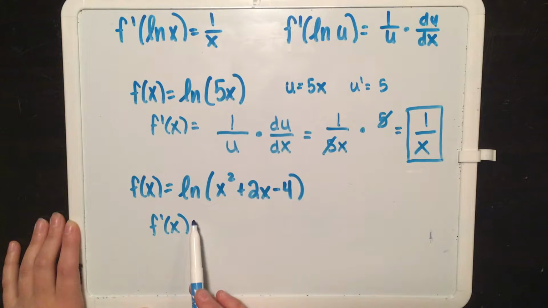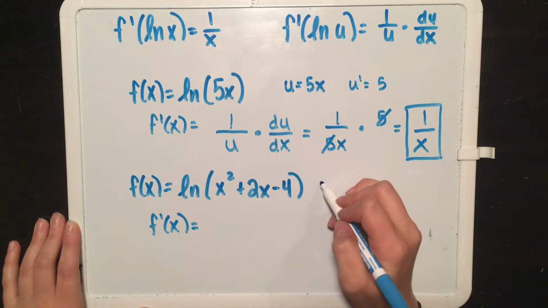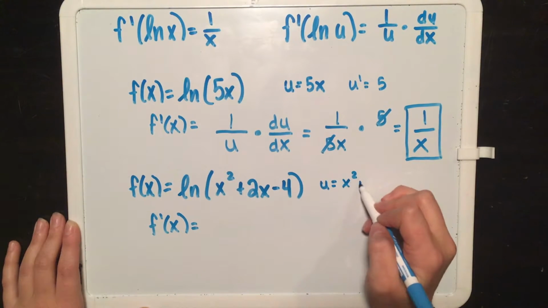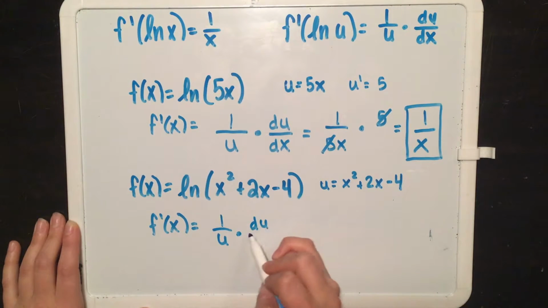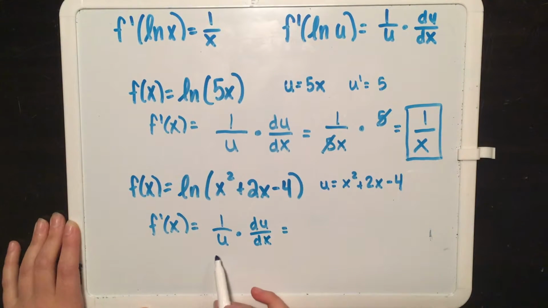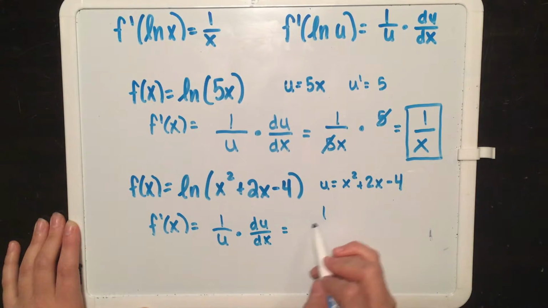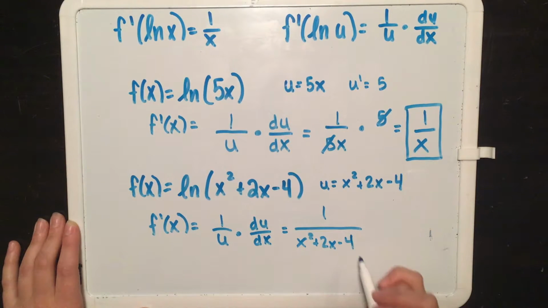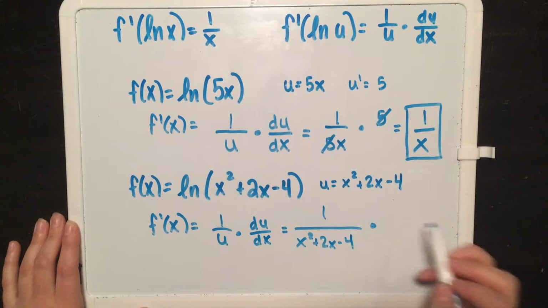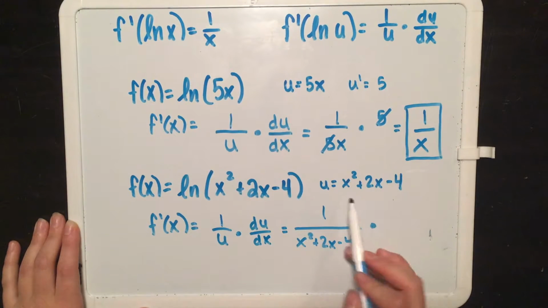Let's try a little bit more complicated of an example, natural log of x squared plus 2x minus 4. So since this term is inside our natural log, that becomes our u, x squared plus 2x minus 4. f prime of x is 1 over u times the derivative of u with respect to x, where u is this entire function, 1 over x squared plus 2x minus 4 times the derivative of u with respect to x.